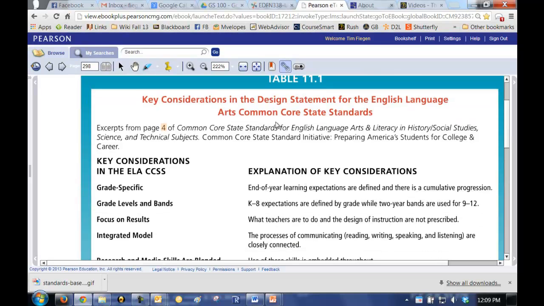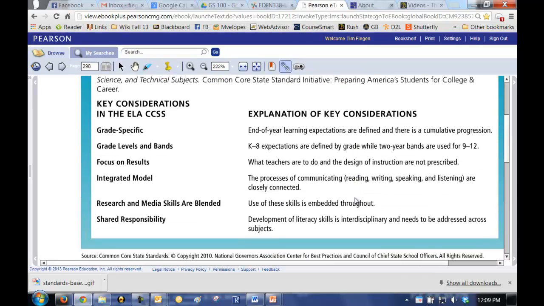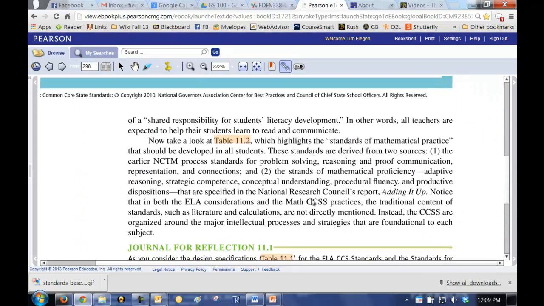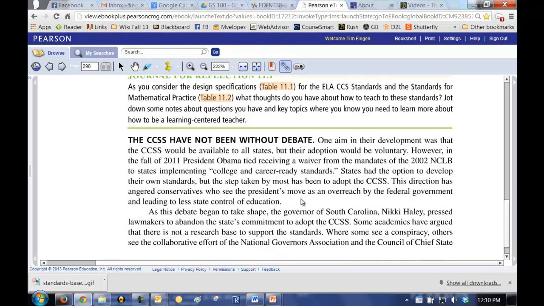Okay, so here's the one for English. I'm not going to clip that for you. All right. So they haven't been without debate, and that's one thing I got to give the authors, that they give you a little debate. Not much, but they gave you a little. Let me read it to you. One aim in their development was that the Common Core state standards would be available to all states, but their adoption would be voluntary. Okay, this is what makes it controversy. Or voluntary. Don't have to adopt them.